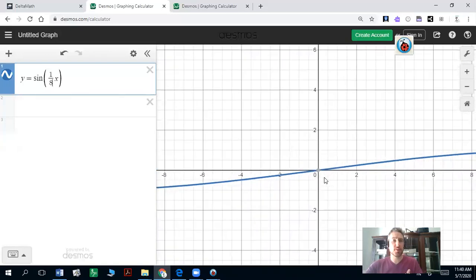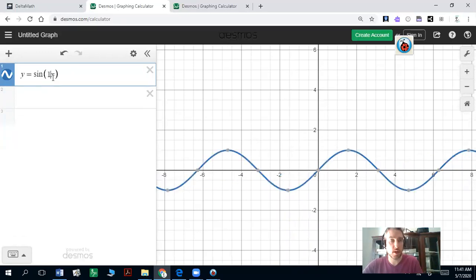So it kind of works the opposite way. The bigger the number, the narrower the period. The smaller the number until 0, the wider the period. You're never going to go below. You're not going to have negative numbers in here. So we just deal with numbers between 0 and 1 or higher than 1. Or if it's just 1, then it's the default 2 pi.